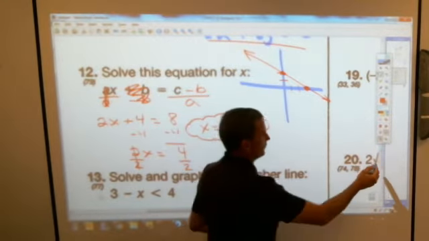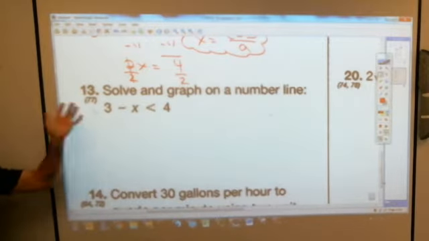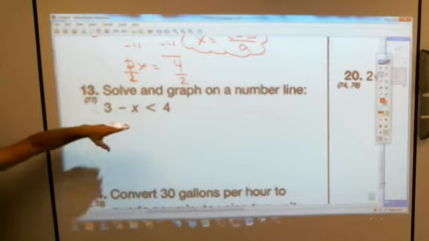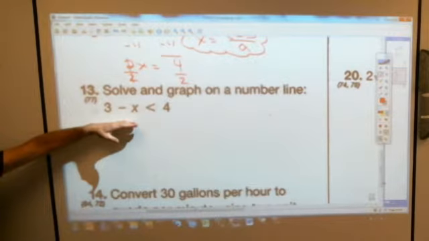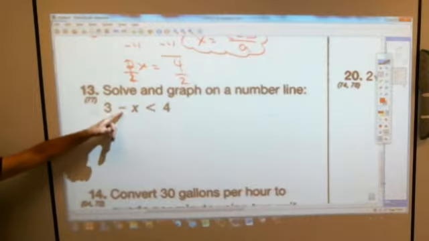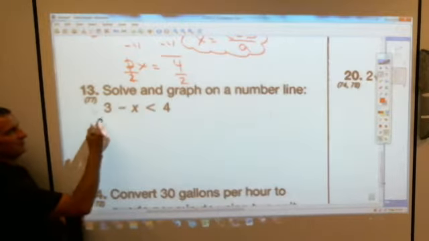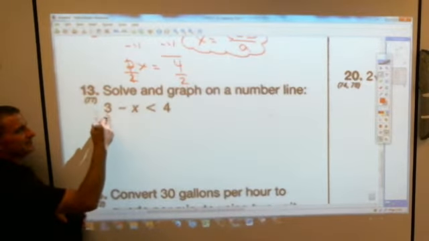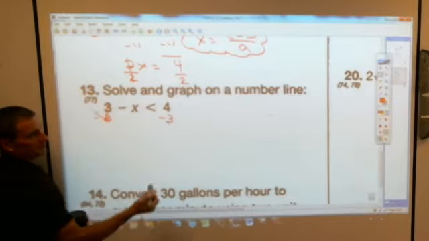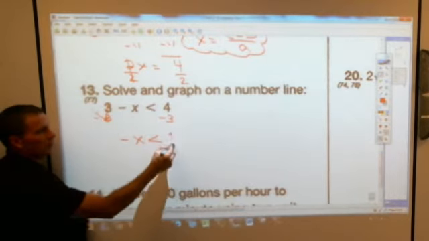Now, before Tyler asks his question, we talked about this yesterday, and I said when you see inequalities, the first thing you should think about is, am I going to have to flip that sign or not? I am, because x is negative. You can't have a negative x. How do you solve this though? First, you want to get rid of this 3 by subtracting it. Subtracted 3. So now negative x is less than 1.